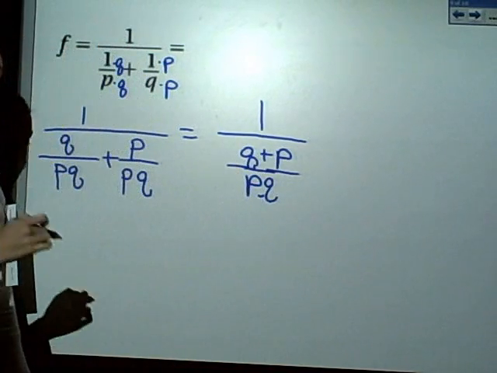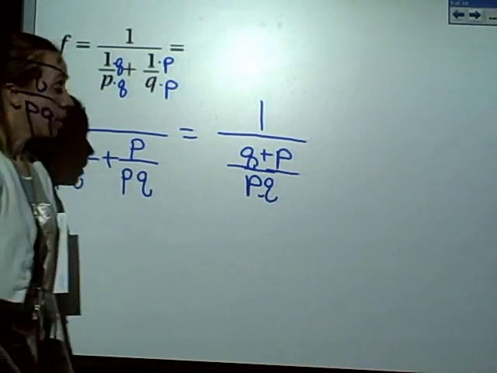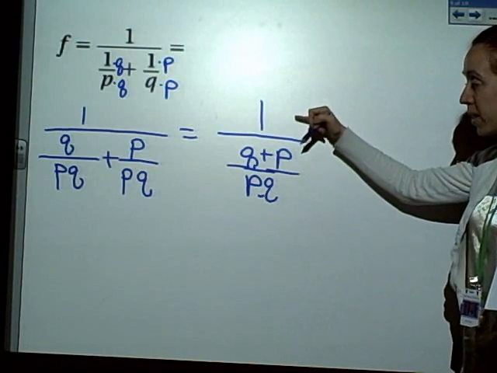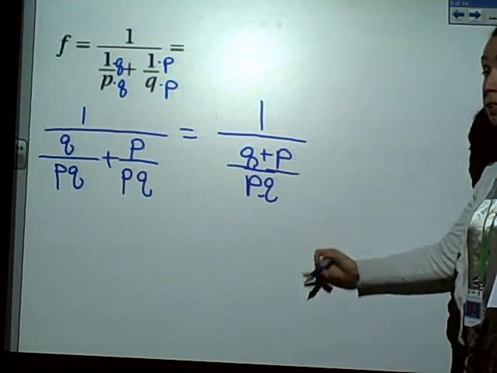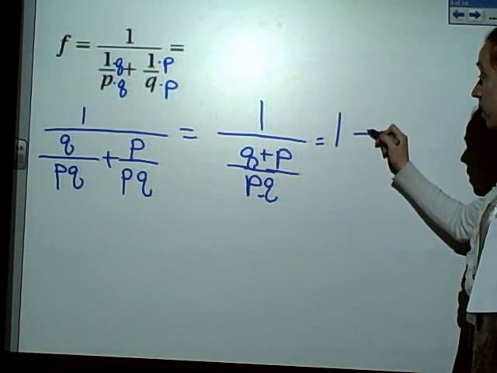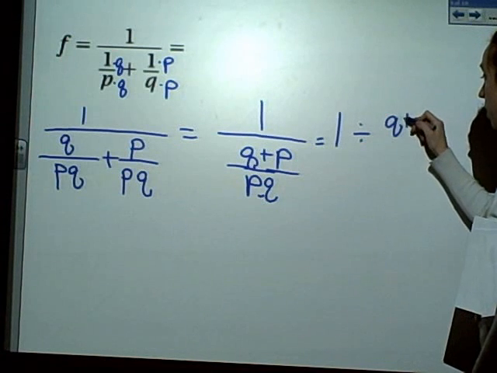Remember, you don't have to add the denominator. You just keep it as it is. So let's think about what this is saying. This is saying 1 divided by a fraction. I like to rewrite it like this. It helps me. 1 divided by this fraction.